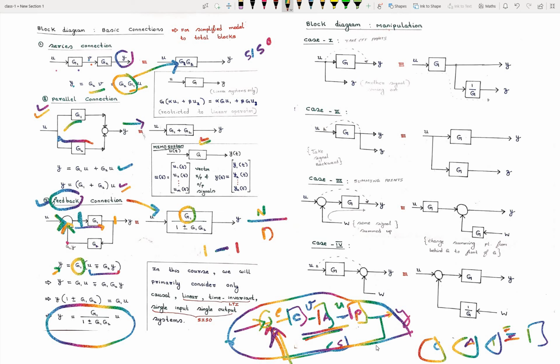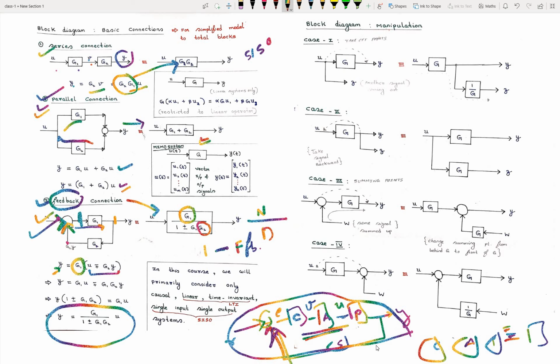Then we write the forward path gain. The forward path gain is G1. Then we write the feedback path. The feedback path we have is G2. That's why I have written G2 here. You can remember it in this way also. So these are some basic connections: series connection, parallel connection, feedback connection.